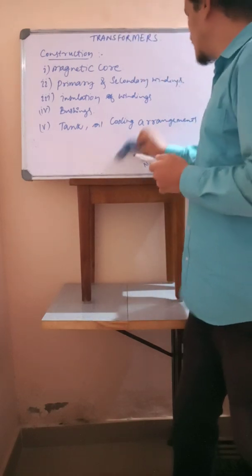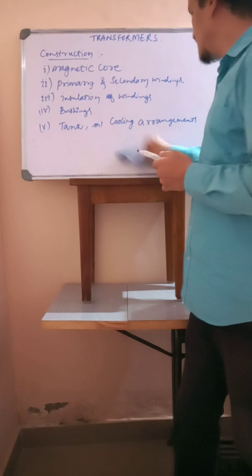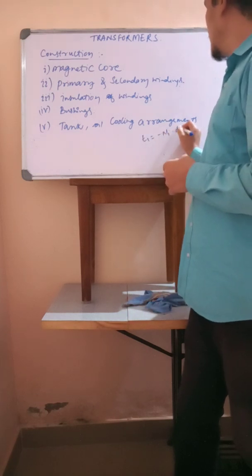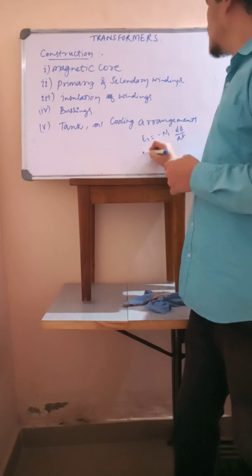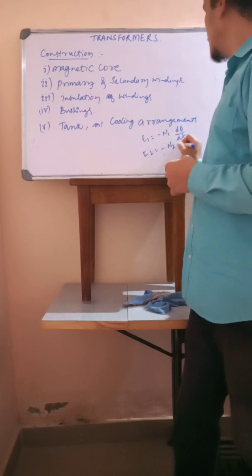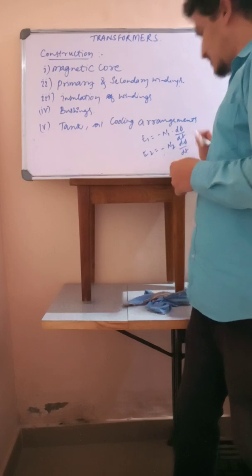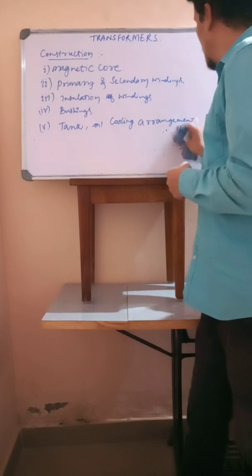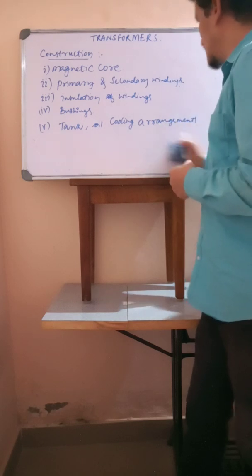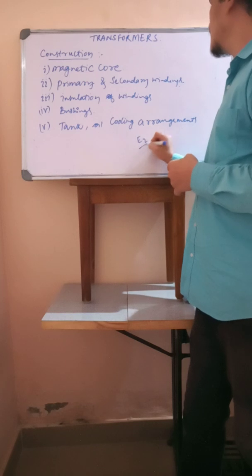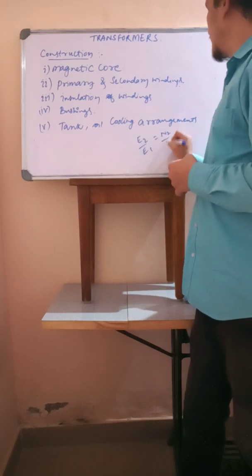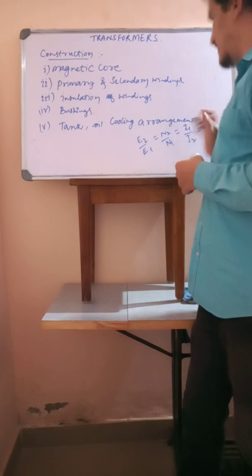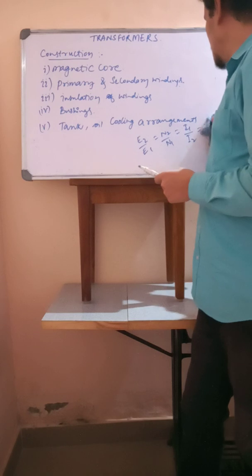So what are the induced voltages? E1 and E2. E1 is equal to minus N1 into d phi by dt, and E2 is equal to minus N2 into d phi by dt. By dividing these two equations, we get the transformation equation, given by E2 by E1 is equal to N2 by N1 is equal to I1 by I2 is equal to K, where K is called the transformation ratio.